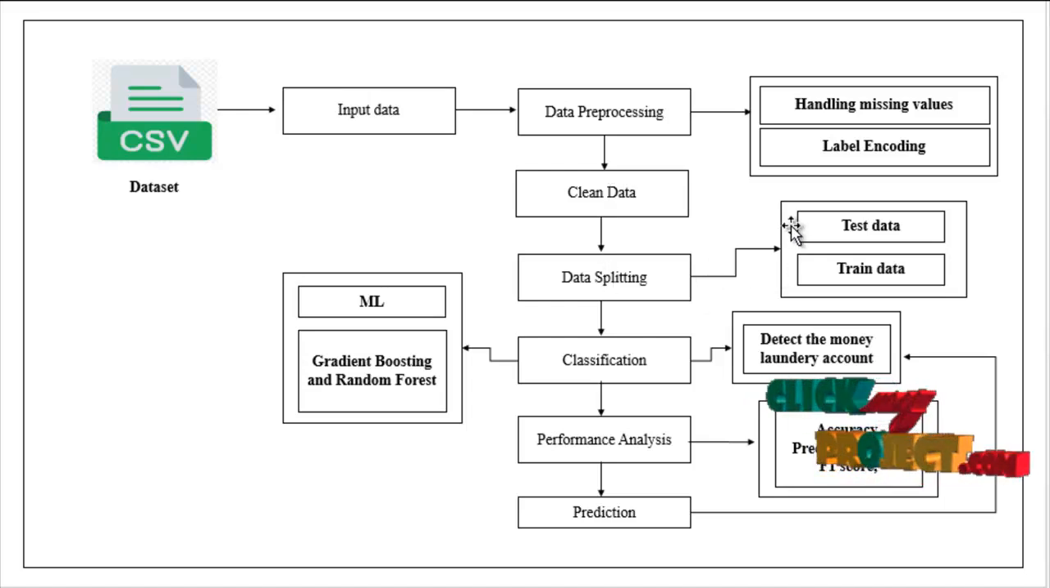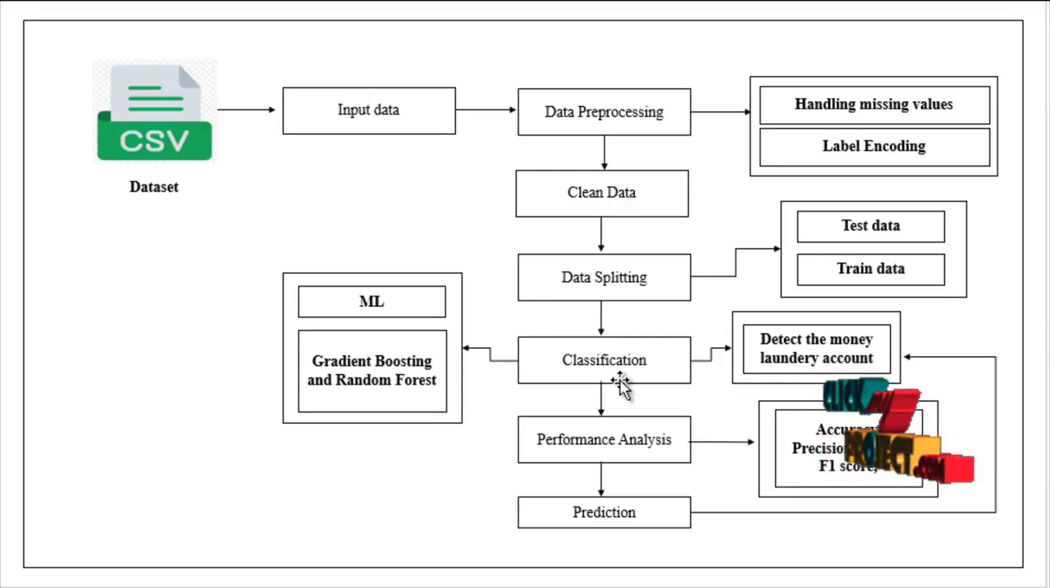Here we split the whole data into test and train. Test is used for prediction and train is used for evaluation. Then the split data is carried to the classification module. Here we implemented machine learning algorithms such as gradient boosting and random forest. Gradient boosting is considered the existing algorithm and random forest is considered the proposed method.